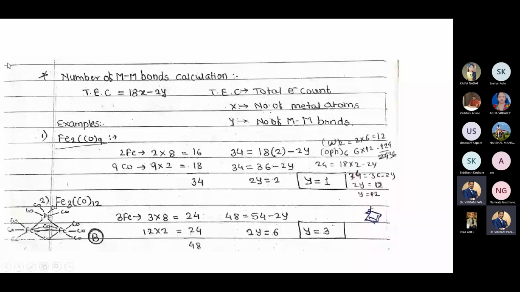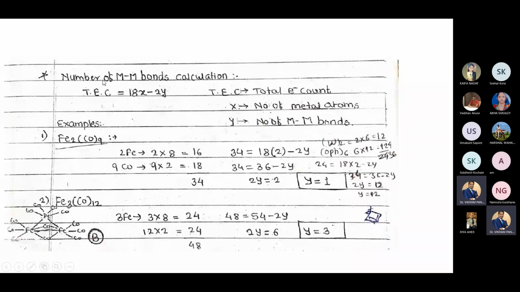Total electron count is equal to 18x minus 2y. Why? What are x and y? It is also given over here. TEC is total electron count. Then x is the number of metal atoms. So you will get this type of example, Fe2(CO)9. You can easily recognize how many metals there are: 2. So x is equal to 2. Now what about y? y is the number of metal bonds.